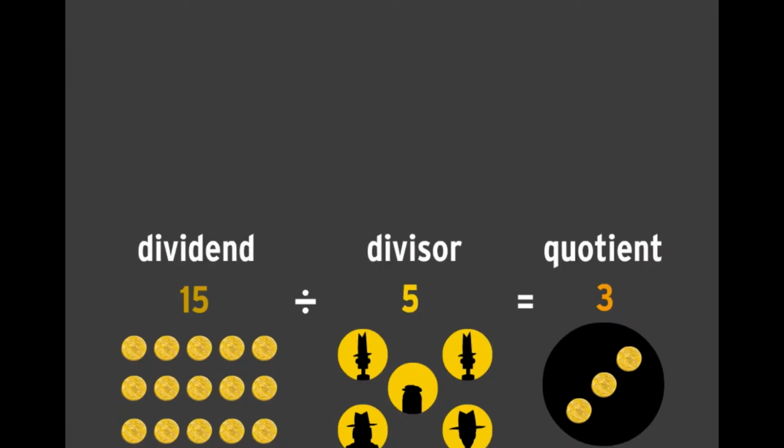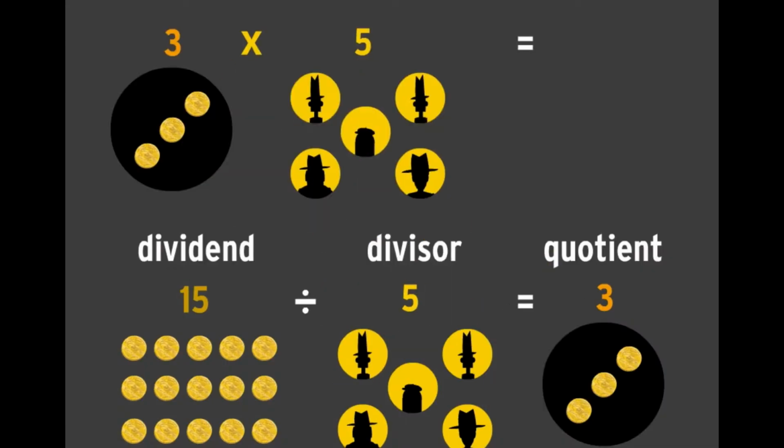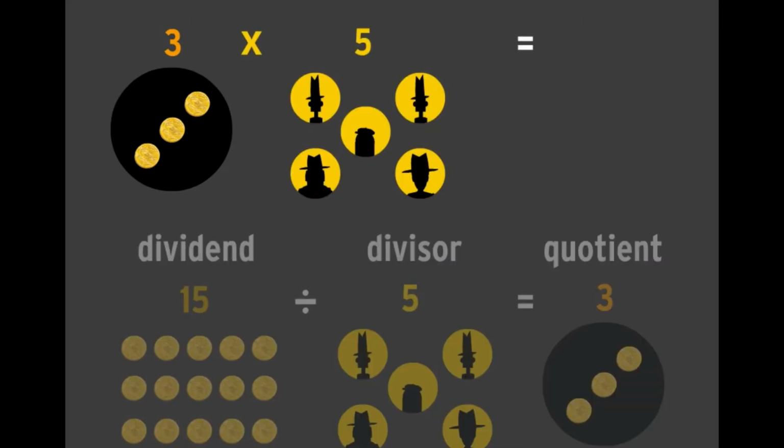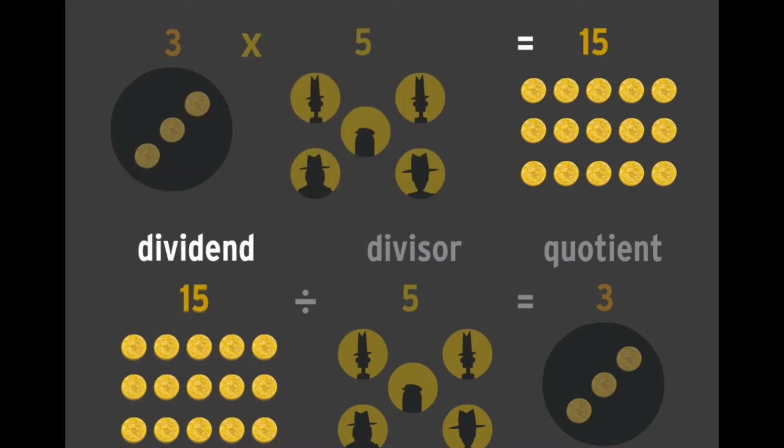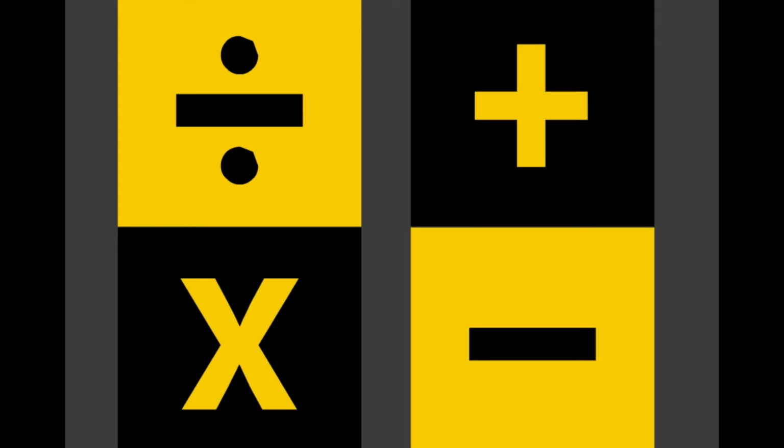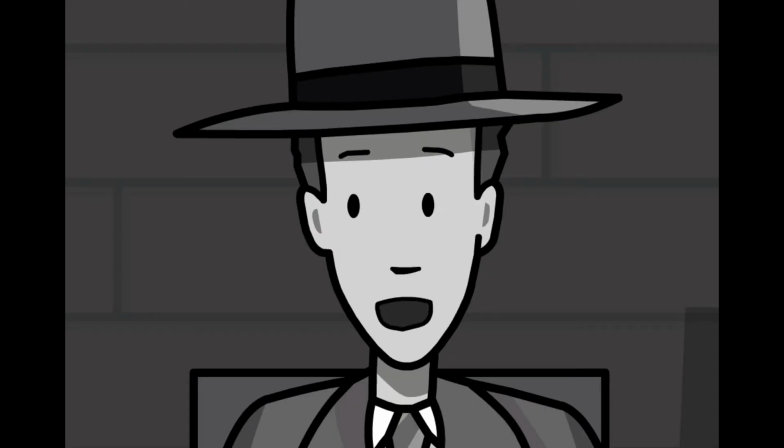And you can check your answer by multiplying the quotient by the divisor. If your answer is the dividend, you've done it right. Let's see, 3 times 5 equals 15. Yep, we've got it. That's because division is sort of like the opposite of multiplication, in the same way that subtraction is the opposite of addition. And now for the last part of the haul.